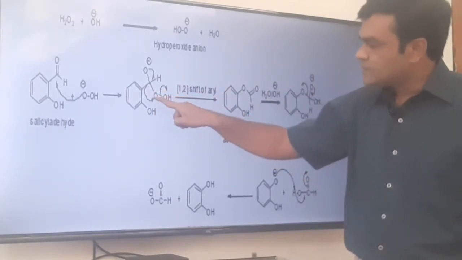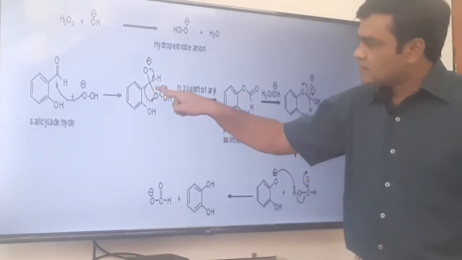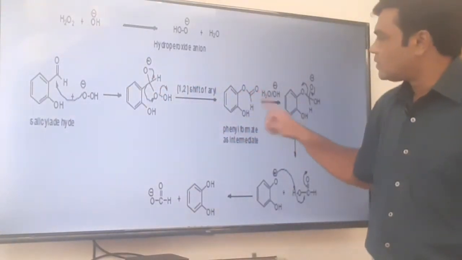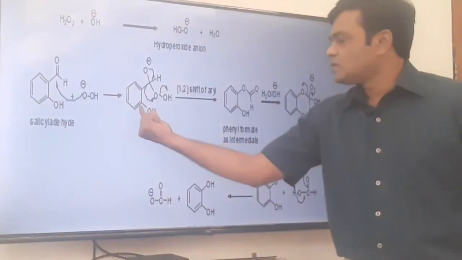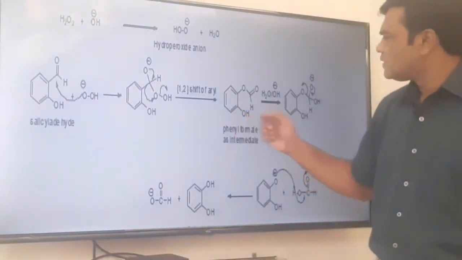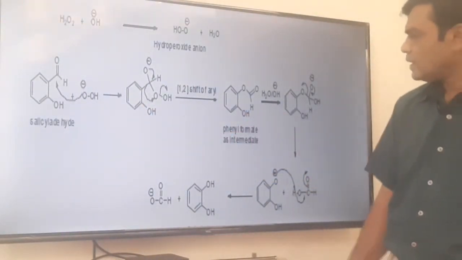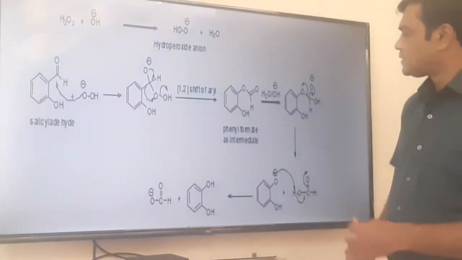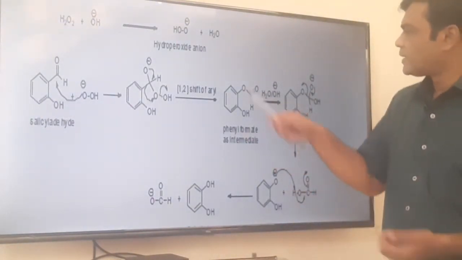So carbon oxygen single bond, C double bond OH, and this OH group which is present at ortho position will remain as it is. It is an intermediate form in which we can say it is a formate.